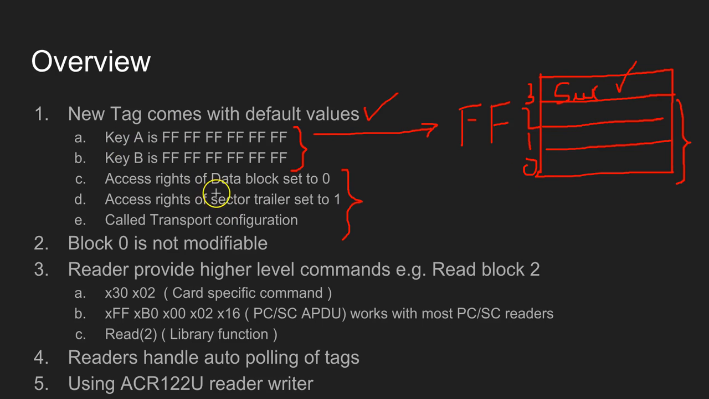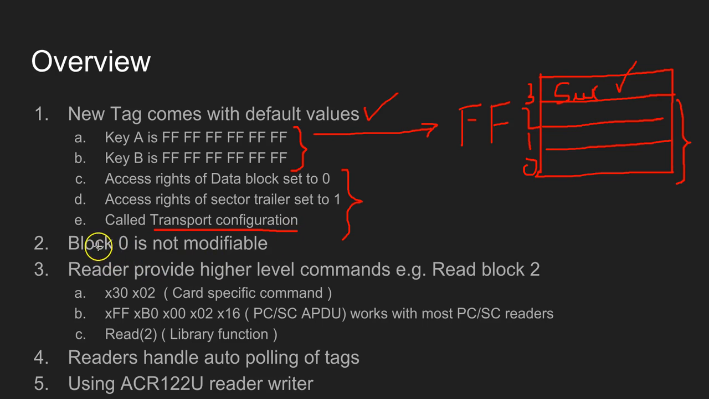For a brand new tag, the access rights of the data blocks, that is blocks 0, 1 and 2, are set to 0. You're going to see what the value of 0 means. And the access rights for the sector trailer are set to 1. These values are the same for all the blocks in the entire tag, as the keys are the same for all the sectors. This configuration, the 0 and 1 here, is called the transport configuration.